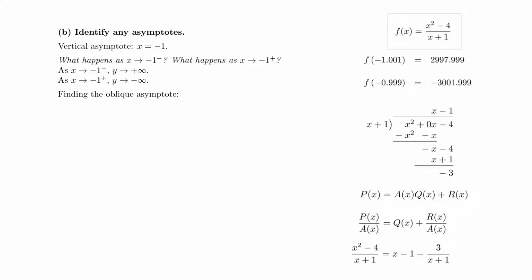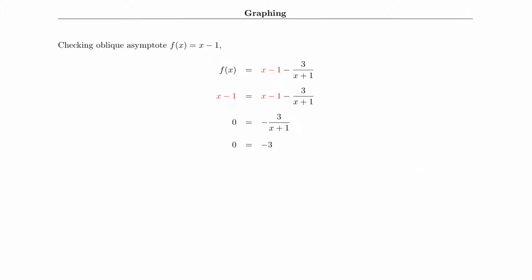Now in this decomposed form, we can identify our asymptote as the term which does not involve a fraction. So in this case, our asymptote is y equals x minus 1, which I've colored in red. To confirm that our function is undefined when y equals x minus 1, let's set f of x equal to x minus 1 in our original function and simplify. Doing this, we get x minus 1 is equal to x minus 1 minus 3 over x plus 1.